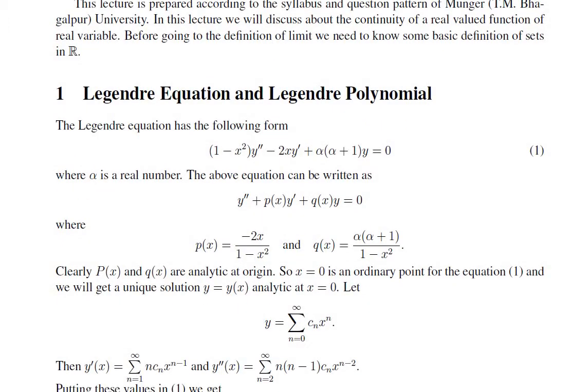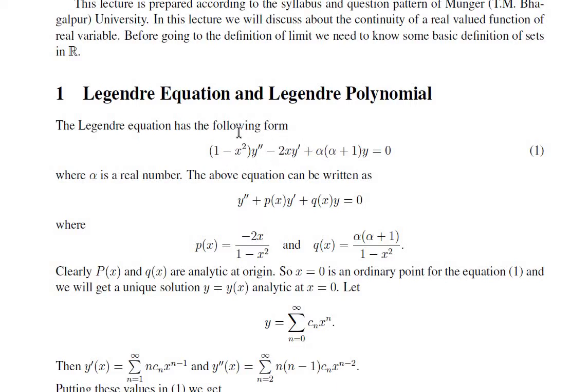See, the Legendre equation has the following form: (1 minus x square) y double dash minus 2x y dash plus alpha into (alpha plus 1) y equal to 0. Here alpha is a real number. Later on, when we talk about polynomials, this alpha will be a non-negative integer.